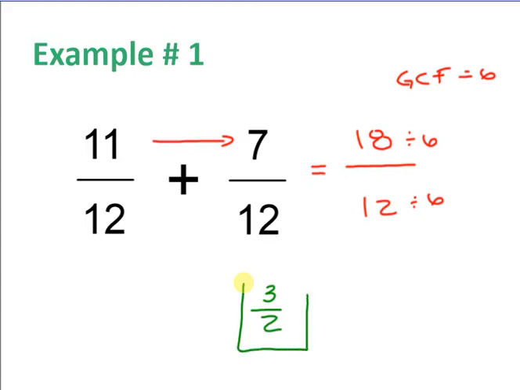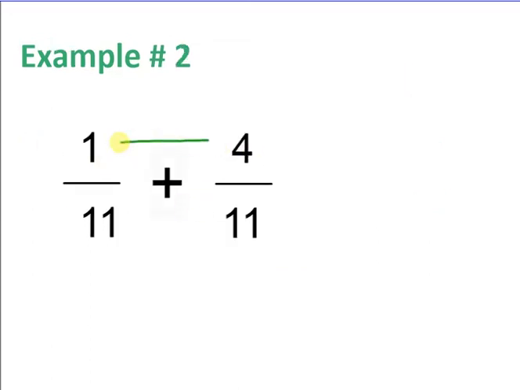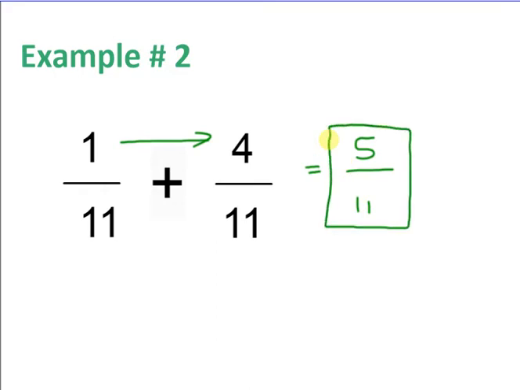And I can leave it like that, but just to practice, I'm also going to make it a mixed number. 2 goes into 3 one time, and then the difference between 2 and 3 is 1, and I leave the bottom the same, so 1 and 1/2. All right, example number 2, so I'm going to add the tops together. 1 plus 4 is 5, and I'm just going to bring the bottom denominator over. And 5 over 11 cannot be simplified, so I am done.